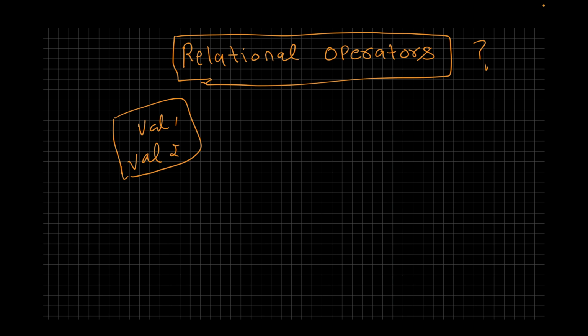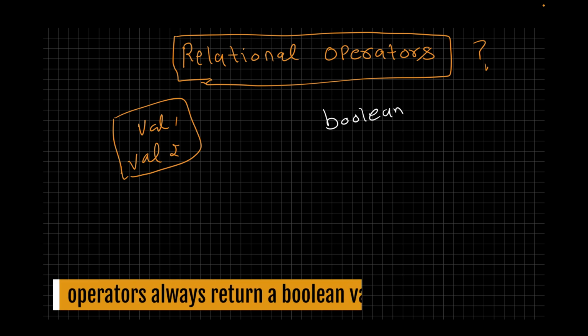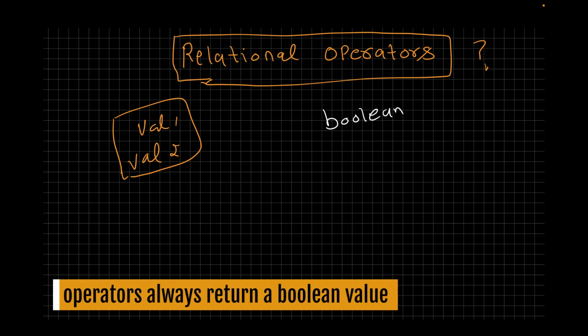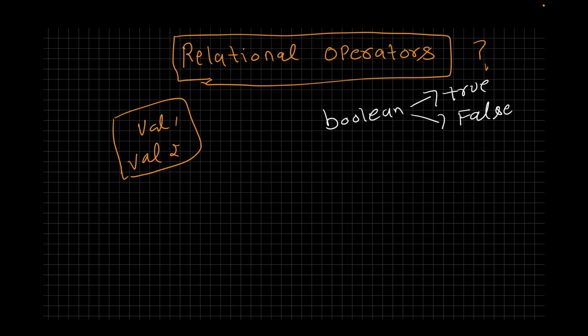Now, there is another important factor about these operators: when you use these operators on any variables or values, you will always get a boolean as part of your return. All right, so these relational operators will return a boolean value, which means they will return either true or false, one of them. So there is no other variation of it. Either it's true, or it's false.